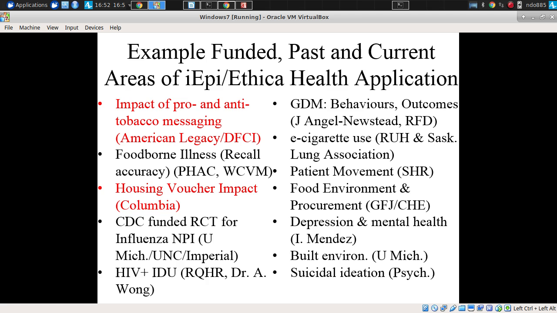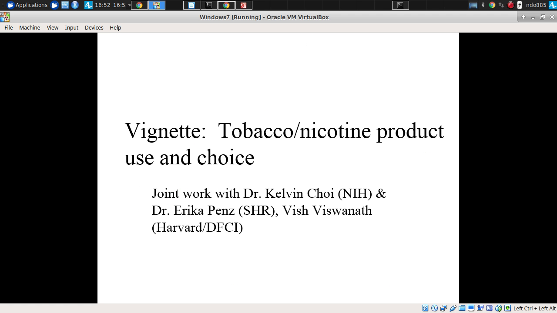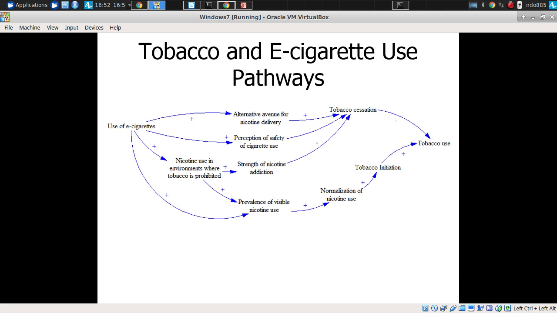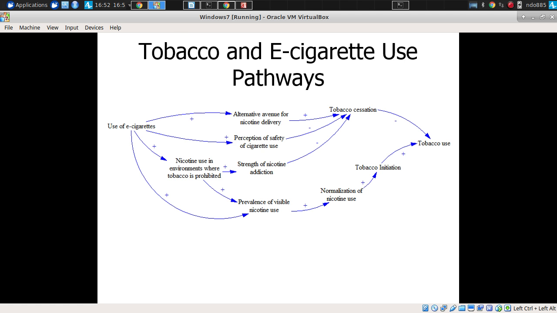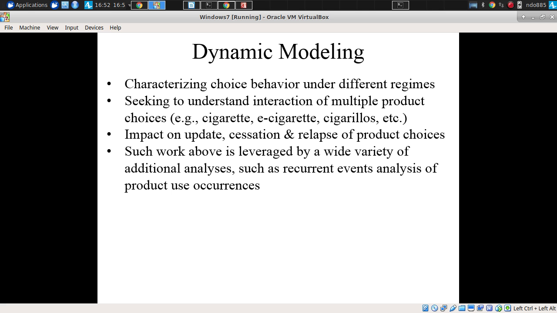As another component, I'd like to talk some about tobacco and nicotine product use and choice. This is work that we've undertaken both with partners at Harvard and Dana-Farber on the one hand, at NIH, intramural researcher Kelvin Choi, and Erica Pence at our home institution. And here we were interested in looking at use of e-cigarettes and its impact on tobacco use and its impact on overall use of nicotine and risk of nicotine addiction.